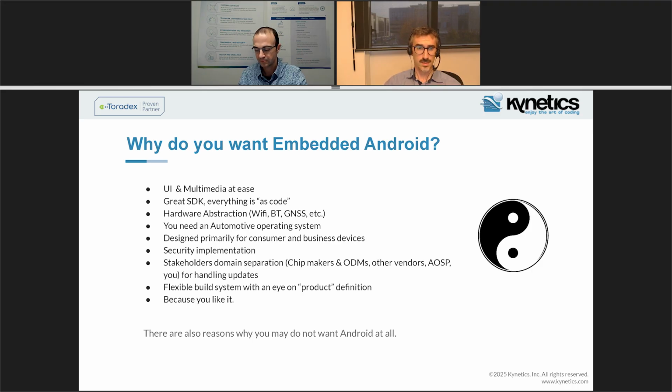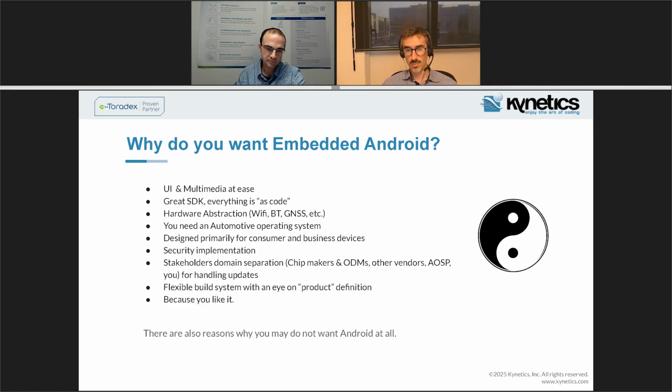Last but not least, there's a flexible build system that allows you to easily create different variants of an Android build. So if you have two similar products or two variants of the same product, you can express that as part of the build system, so you can build the two flavors from the same source code.